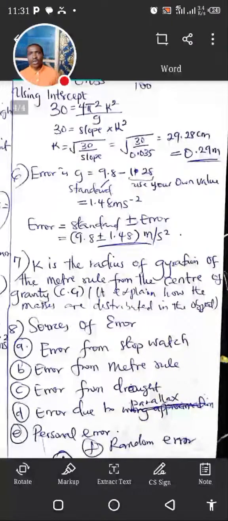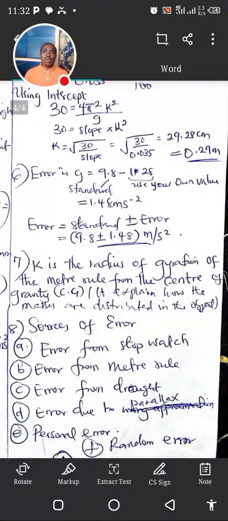So what do you think is the reason? To you as an experimentalist, what do you think is the reason why you did not get that exact value? Let's say you are getting 7 or 6.5 m/s², like the g on the moon also. So what are the areas that bring about this error? So number one is error from the stopwatch.